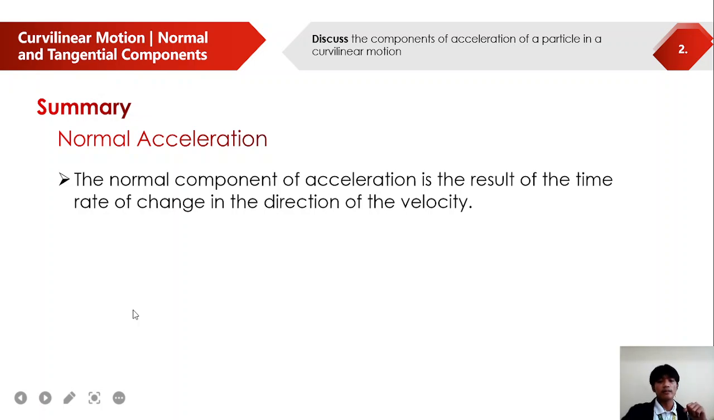The normal acceleration is the result of the time rate of change in the direction.